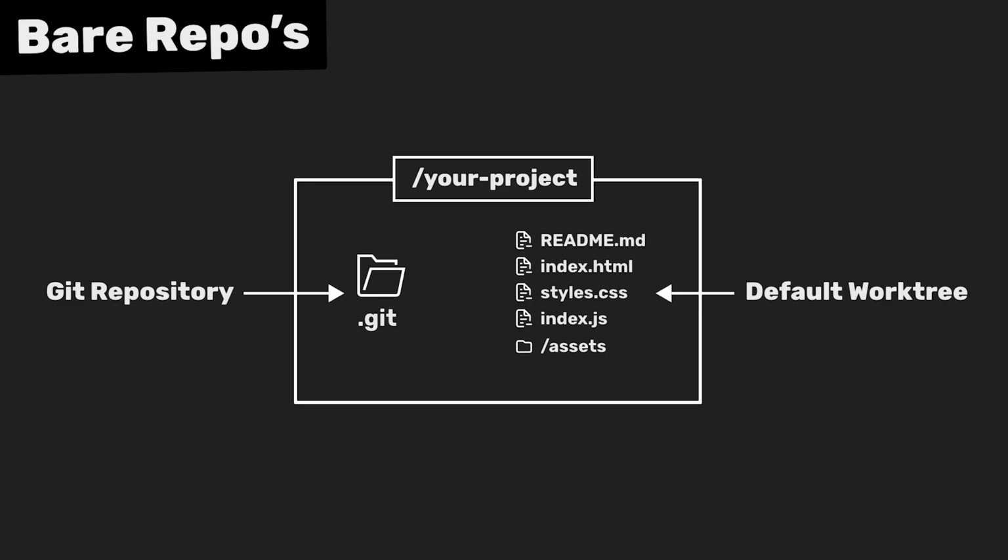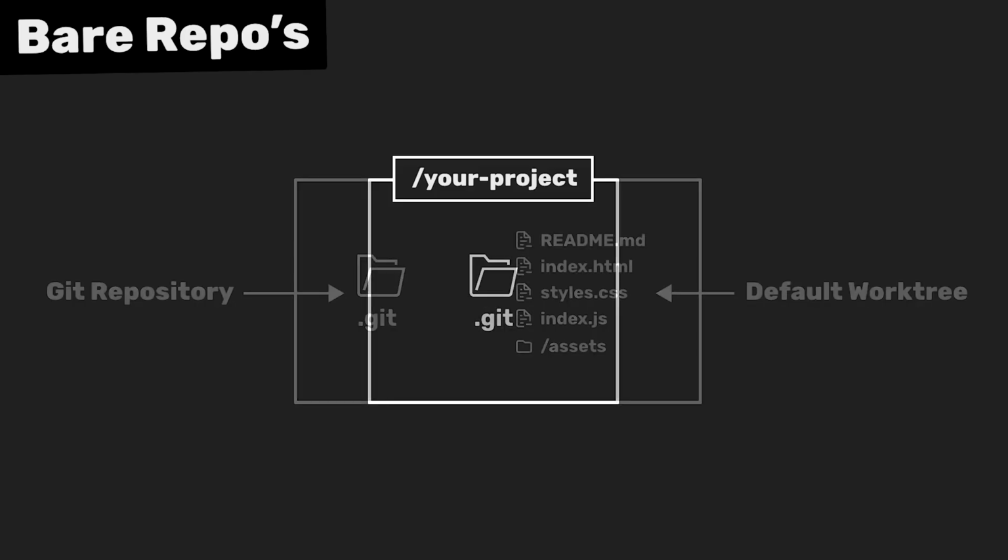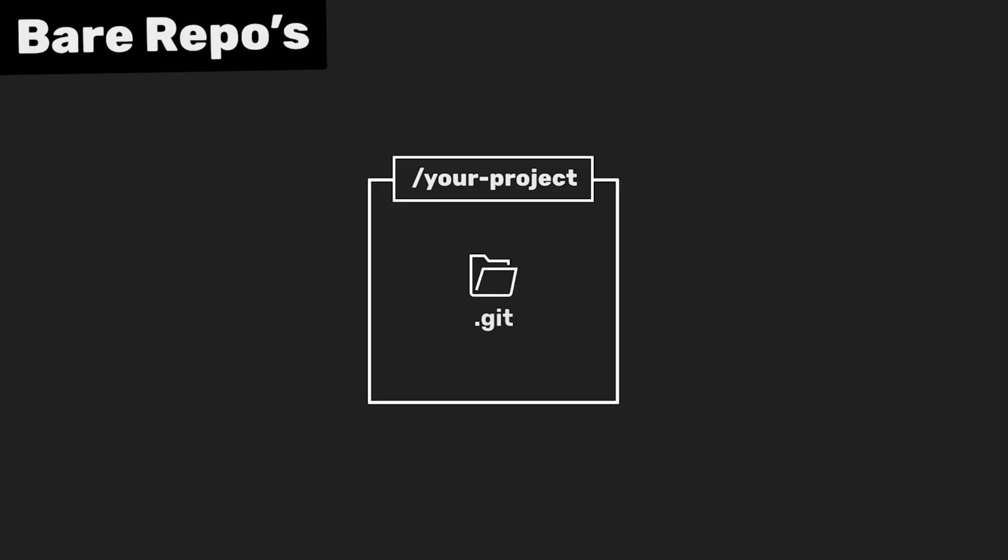Now, when we clone a bare repository, Git doesn't create the default work tree and only brings down the contents of the .git folder. And this would now be a bare repo containing no work trees and only the repository data itself. So it still contains all the information like the branches, the history, the refs, all that kind of stuff, but we have no working directory for the project code or no work tree.